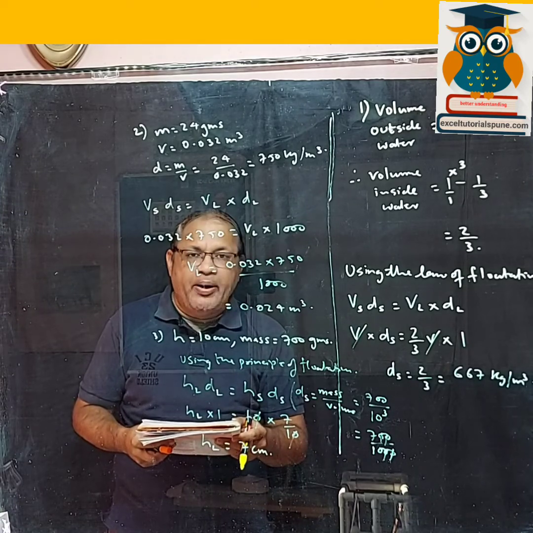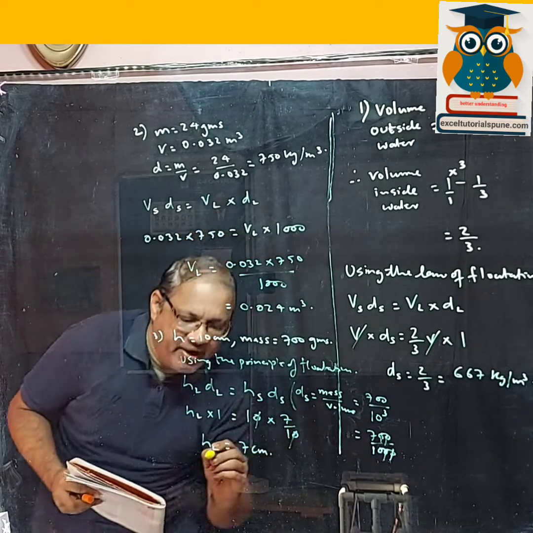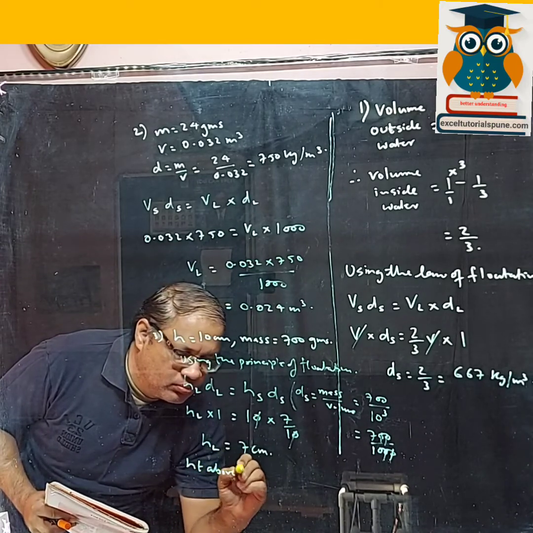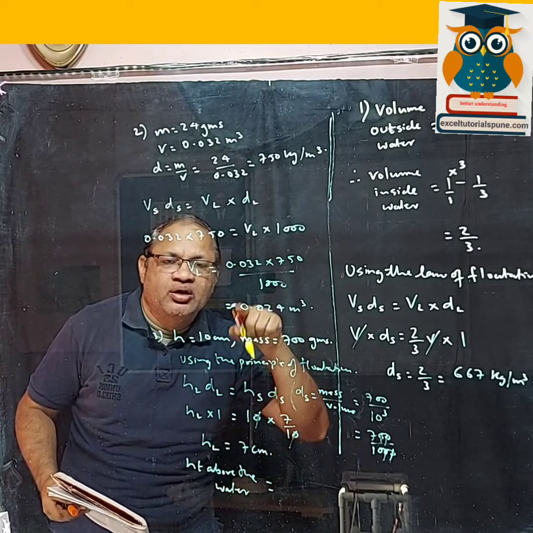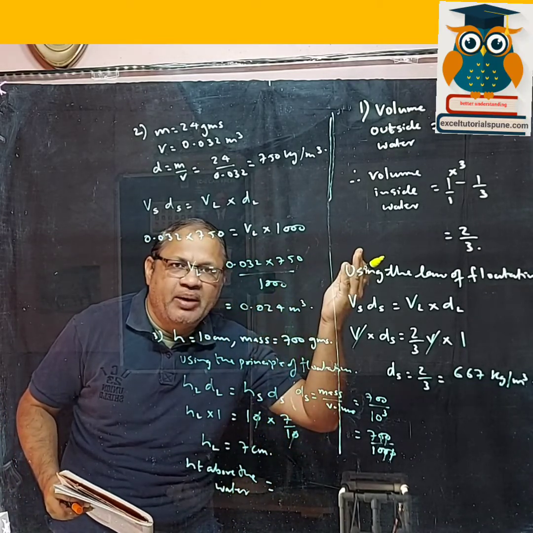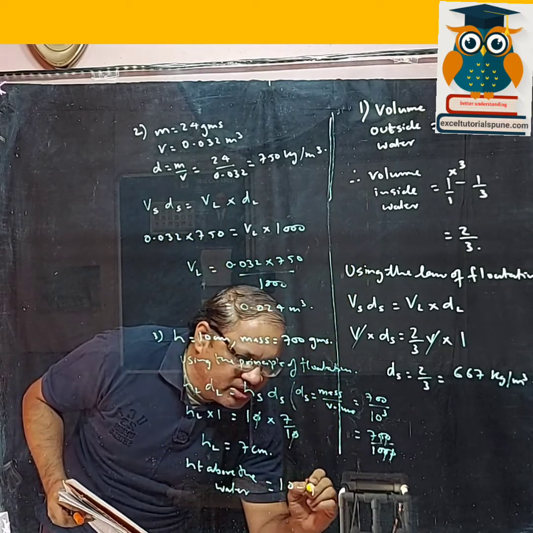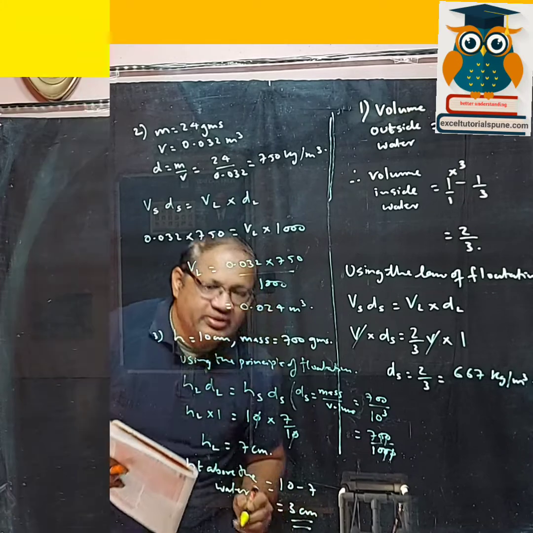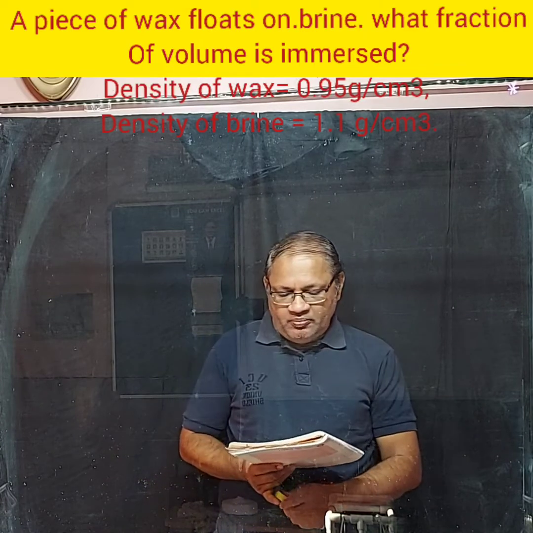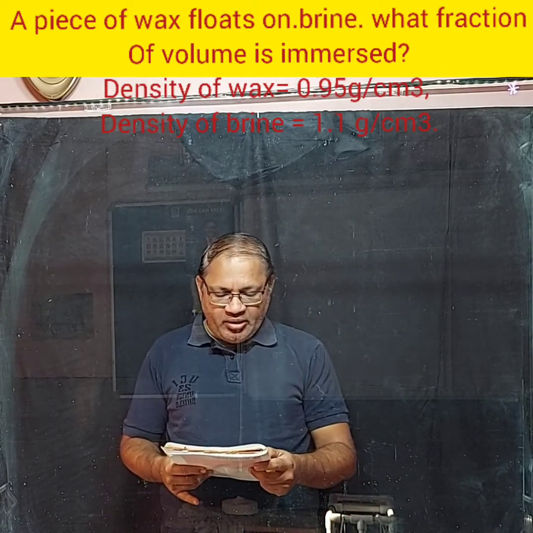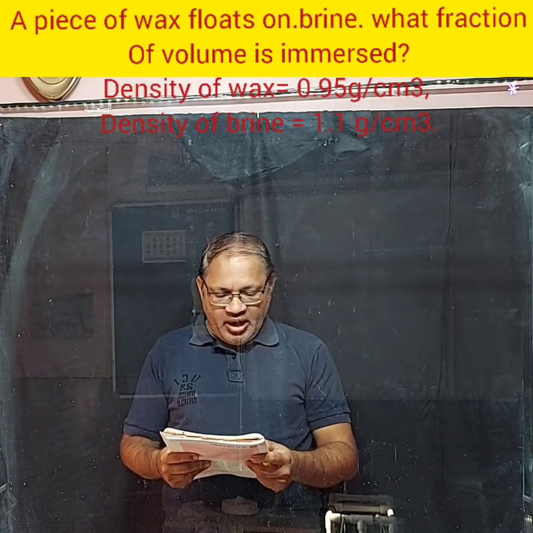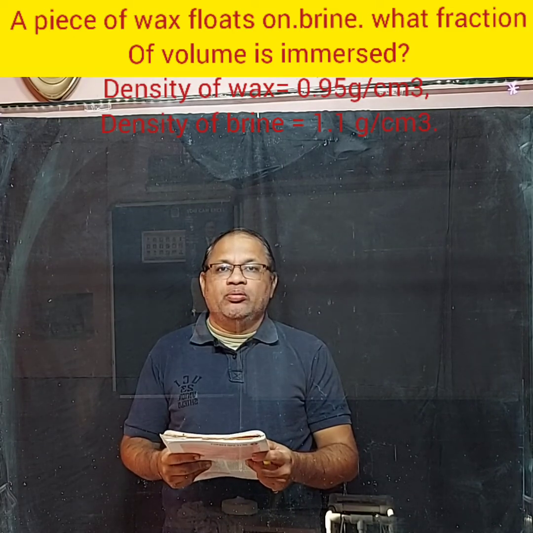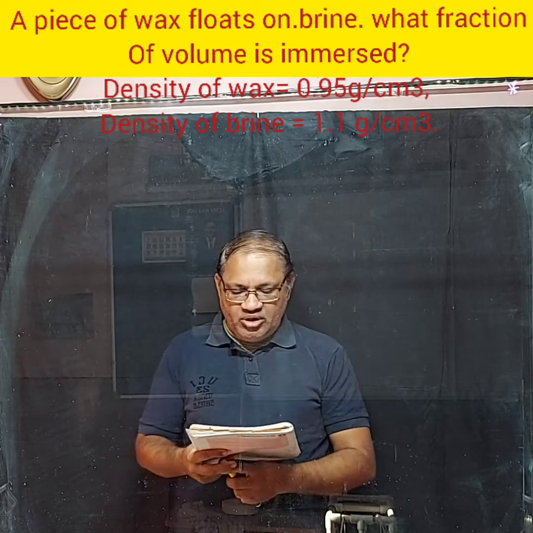They have asked in the third sum what part of it remains above the water. This is below the water. So height above the water is equal to, see, total height is 10. From 10 subtract 7. That will give you the height above the water. So 10 minus 7, that is 3 centimeter. That's your answer. Now the fourth sum. A piece of wax floats on brine. What fraction of its volume is immersed? Density of wax is given and density of brine is given. So use the law of flotation.